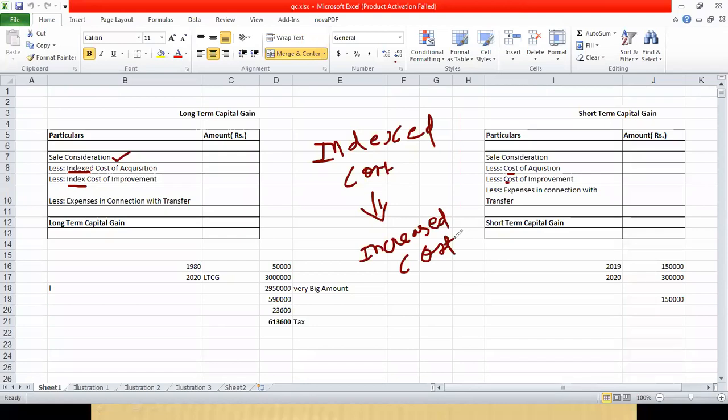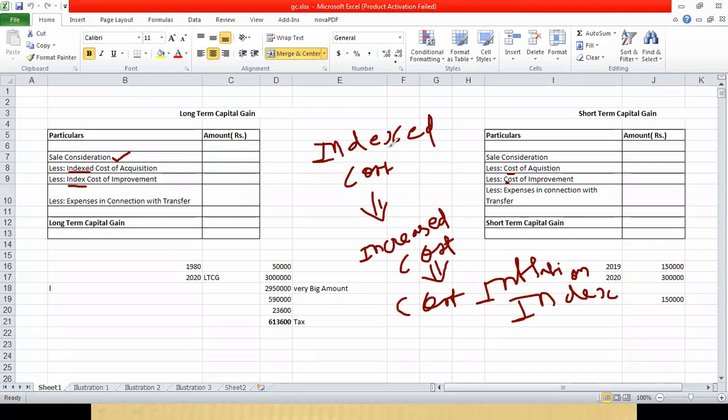Indexed cost means what? Increased cost. And how will we increase the cost? By using the cost inflation index. How will the cost be increased? The cost will be increased using the cost inflation index.